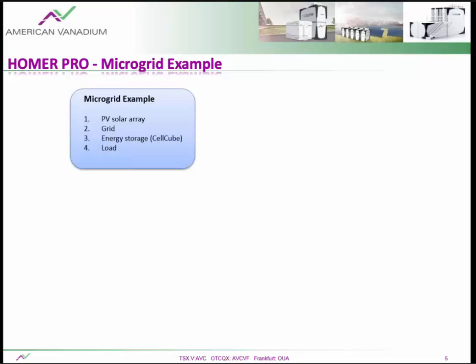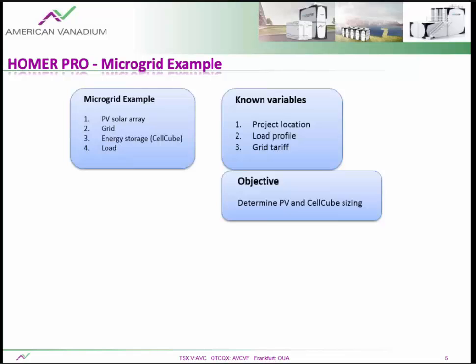So with the microgrid example that we'll be covering today, it'll involve a PV system, a grid, energy storage with the cell cube, and a load. Generally for projects that we encounter, we're aware of the project location, the load profile, and also the grid tariff. And what we're looking for is determining the PV and cell cube sizing.